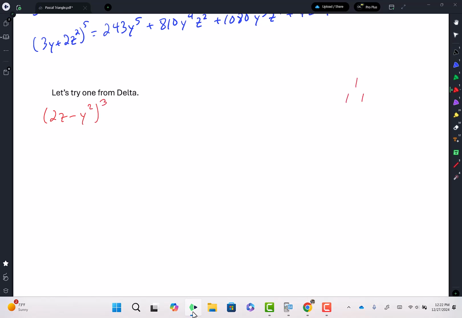1, 1, 1. I'm using Pascal's triangle. 1, 2, 1, 1, 3, 3, 1. We're going to stop there. There's going to be 4 terms. Stop. And here we go.